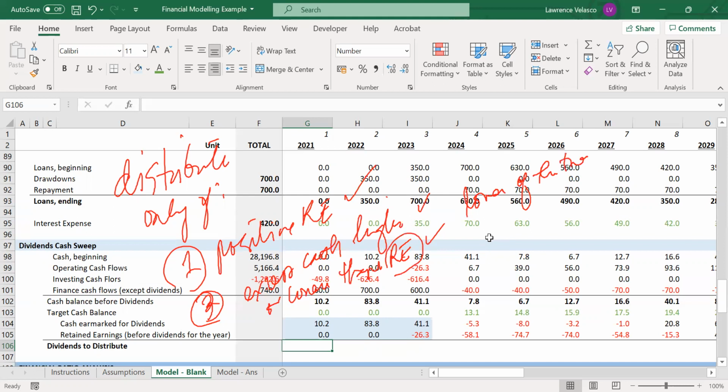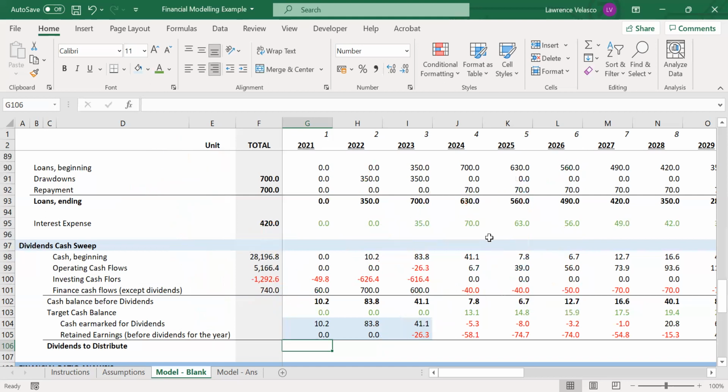If the RE, for example, is 200 million and the excess cash is 250 million, you cannot declare 250. Why? Because your RE is only 200. So you can only declare up to 200. Kung baliktad naman, if your RE is 250 but your excess cash is 200, you cannot declare 250. Wala kang pera eh. You can only declare 200 kasi yun lang yung physical mong pera. So, you have to think about how you're going to model this. Okay, so you need to first determine if you have positive retained earnings.